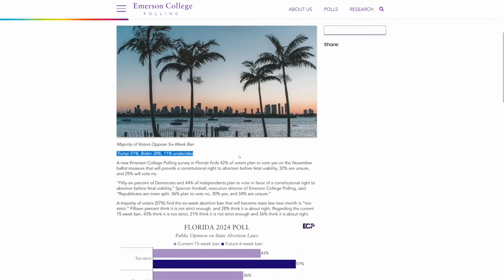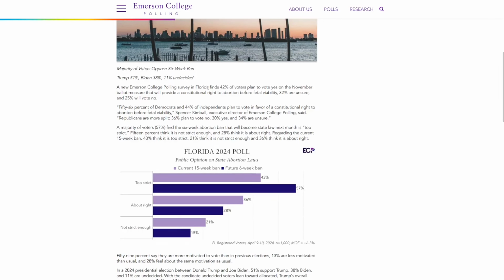And they did not expand it out to a three-way race, but they do cover the abortion amendment, and that will establish a constitutional right to abortion before fetal viability. 42% plan to vote yes in November, 32% unsure, 25% are voting no. 56% of Democrats and 44% of independents plan to vote in favor. That is actually surprising that Democrats are only at 56. I would have expected that to be much higher.